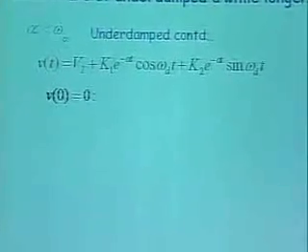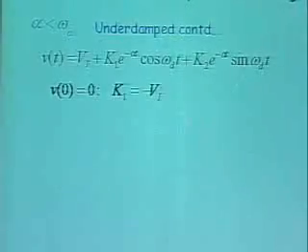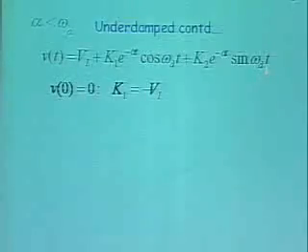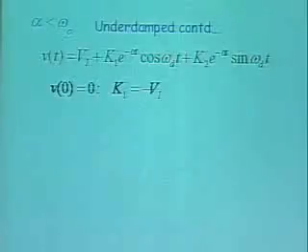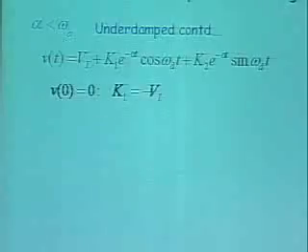Continuing with the math, let's start with the initial conditions. V naught equals 0, and that gives me K1 equals minus VI. So at V naught equals 0, t is 0. So this term goes away. The cosine becomes a 1. E to the alpha t goes away. And K1 is simply minus VI.